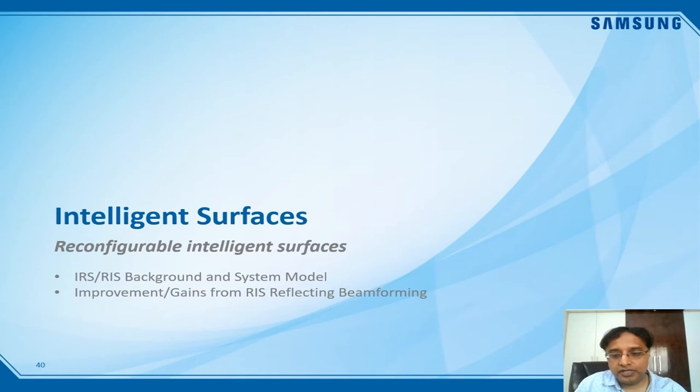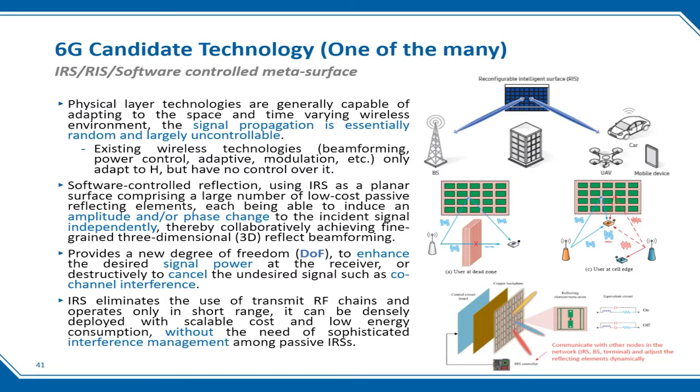Yeah. That brings us to one very interesting enabler that is a little futuristic, but very interesting because the kind of advantages that it can bring in the system to enhance the capacity and coverage are huge. It goes by the name intelligent surfaces, or reconfigurable intelligent surfaces, or intelligent reflective surfaces. So we'll talk about the concept behind RIS or IRS, and we'll also look at some of the improvement in gains that it can bring in being used as a transmitter or as a reflecting beamformer, right? IRS or RIS, or software controlled meta surfaces, these are the different names by which this technology is known.